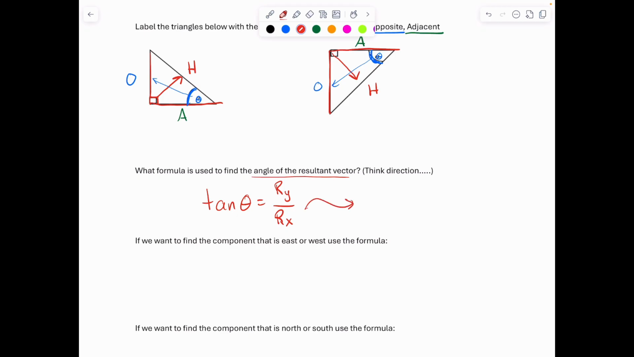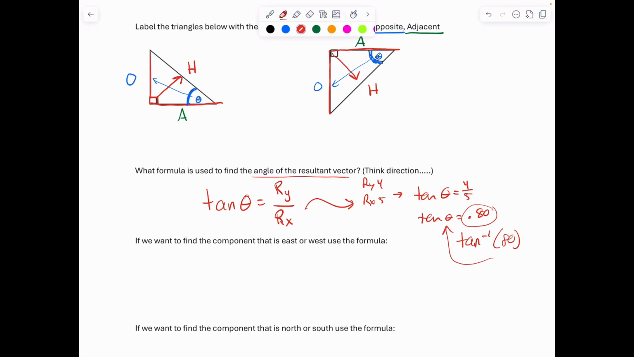We talked about how, if ry was 4 and rx was 5, you'd end up with tangent of theta equals 4 divided by 5, or tangent of theta equals 0.80. In order to figure out what that is, you'd have to use your calculator and do the inverse tangent of 0.80 to find out what the actual angle measurement would be.